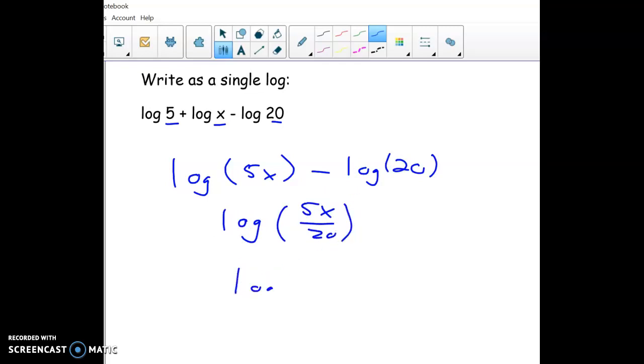And then you would probably clean that up. Since 5/20 reduces to 1/4, I'm going to write it as x over 4 like that. And again, the base is 10, right? It's kind of an invisible base 10 there. But it cleans up. 5/20 simplifies to 1/4.